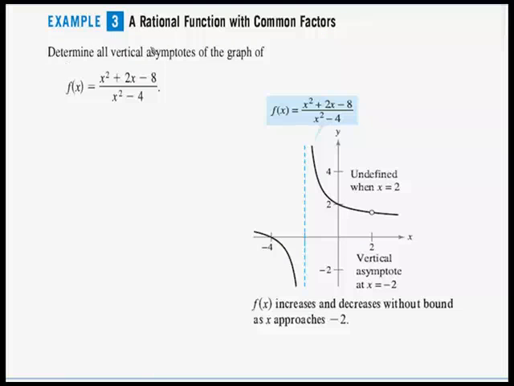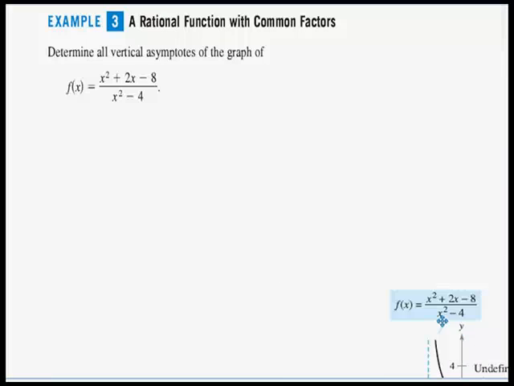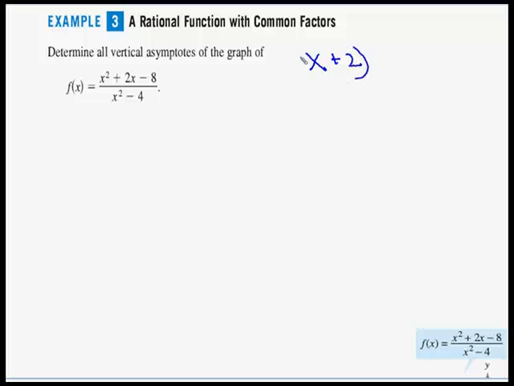And on to example 3. It says here, determine all the vertical asymptotes of the graph of this function. So probably a common misconception here would be to say, okay, I'm going to take that denominator and set it equal to 0. Or I can factor it into x plus 2 and x minus 2, and I'm going to set each of those to 0, and I'm going to have asymptotes at plus or minus 2. That'd be a real common wrong turn to take on this problem.